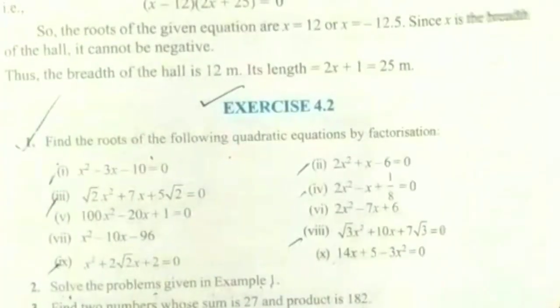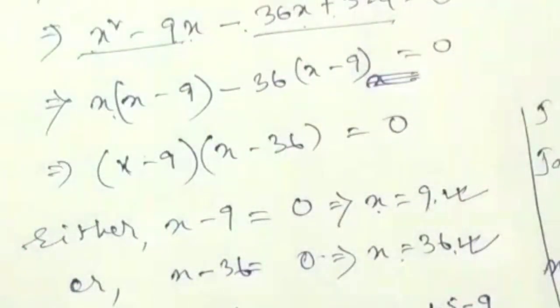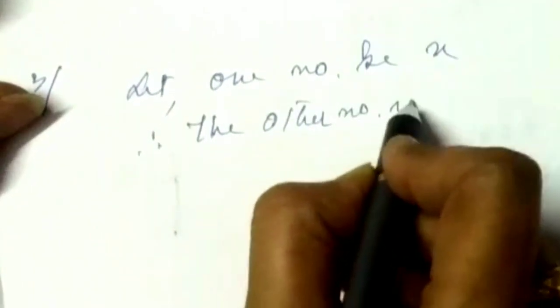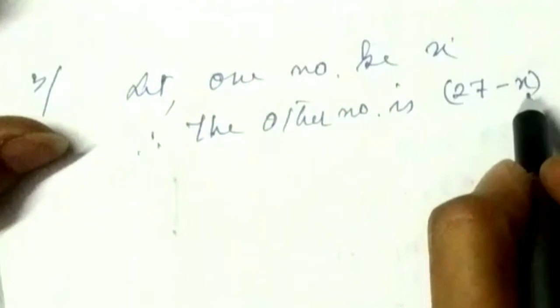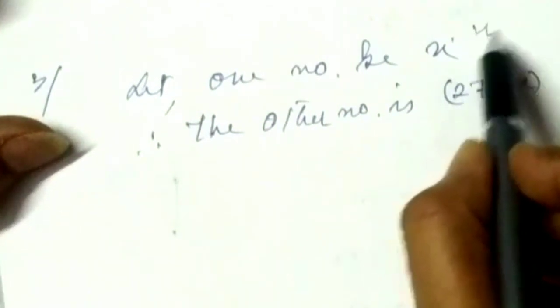Now I am going to question number 3. In number 3, it is said, find two numbers whose sum is 27. So any one of them has to be taken. Let one number be x. Therefore, the other number is, if the sum is 27, from the sum you subtract the previous number to get the other one. Thus we have got two numbers, one is x, other is 27 minus x.